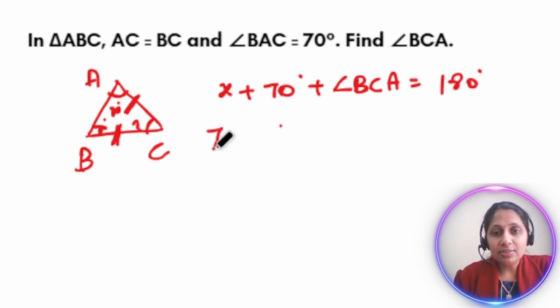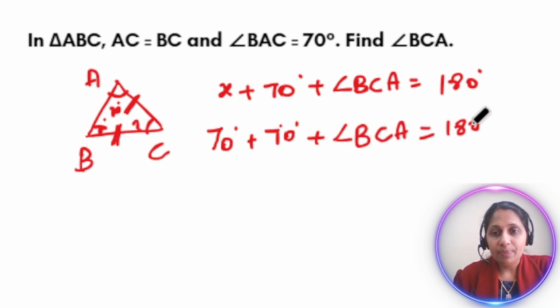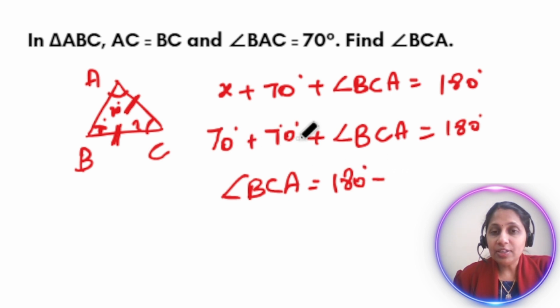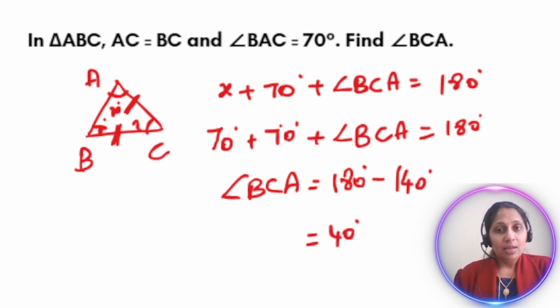Now we know that this x is also 70 degrees because the base angles are equal when two sides are equal. So 70 plus 70 plus angle BCA equals 180 degrees. So now we want angle BCA, which is equal to 180 degrees minus 140. So BCA is 40 degrees. I hope you get this answer. The property that you have to use is when two sides are the same, then the corresponding base angles will be the same.